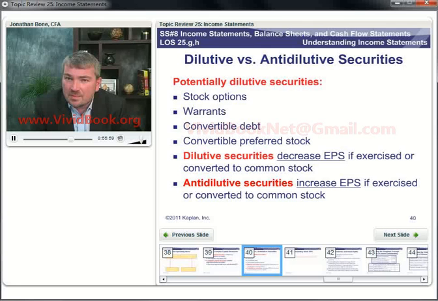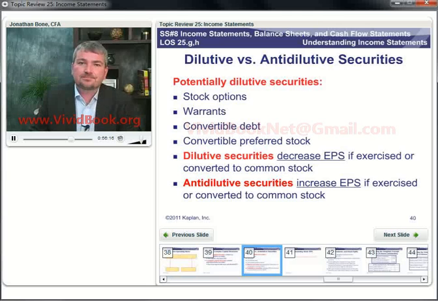Okay, and remember, whether these instruments can be exercised in this year or not is irrelevant. We make an assumption that they're all converted at the start of the period. What we're trying to do is show our shareholders, here is your current EPS, here's how it would fall if these instruments were exercised in the future.